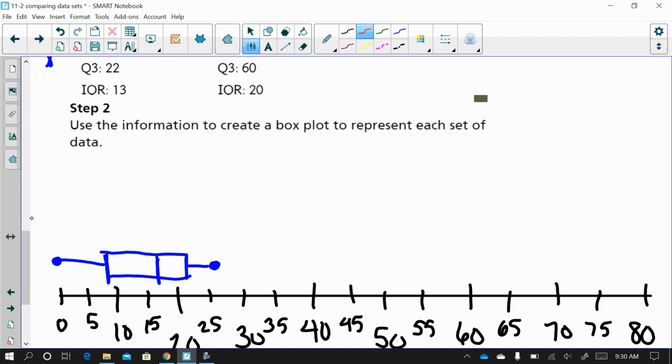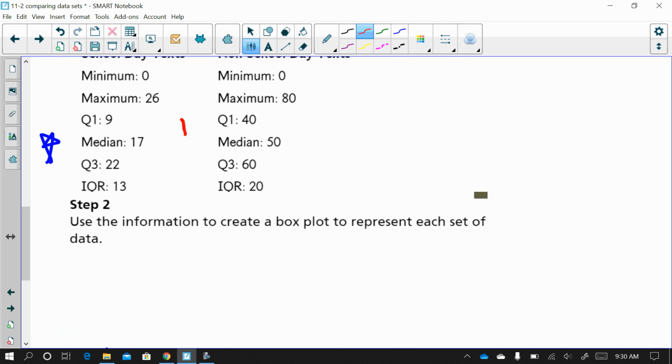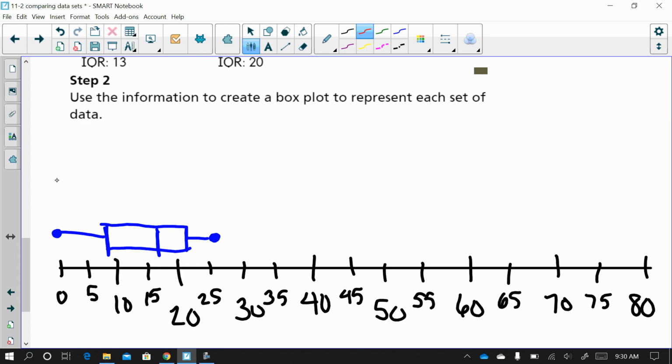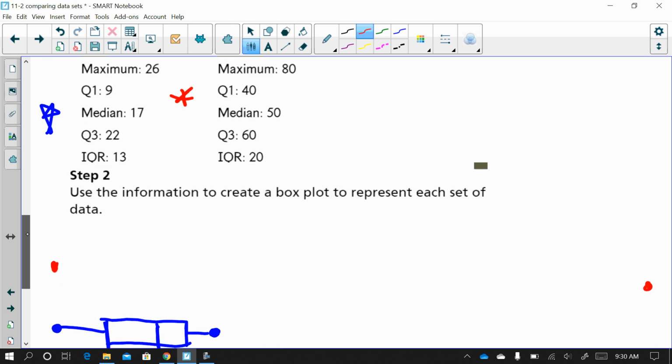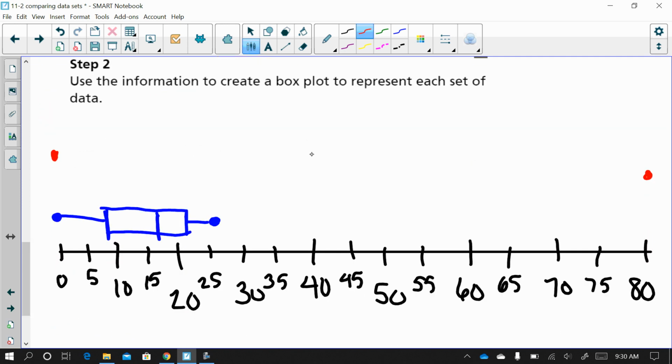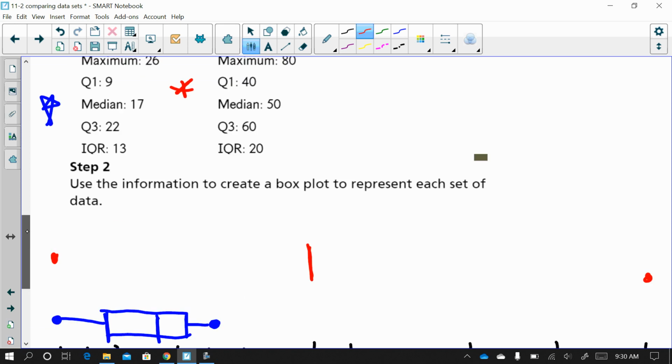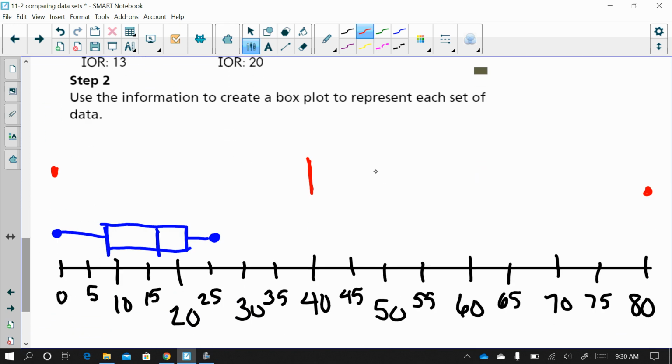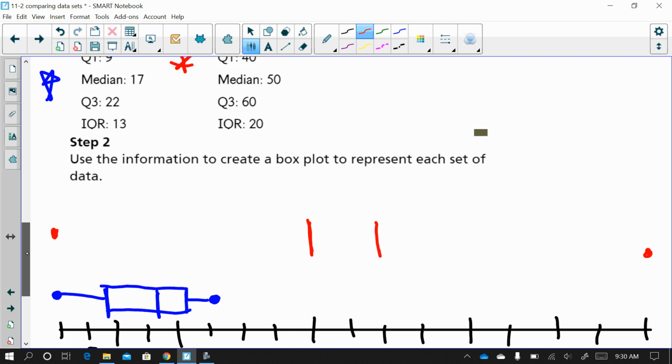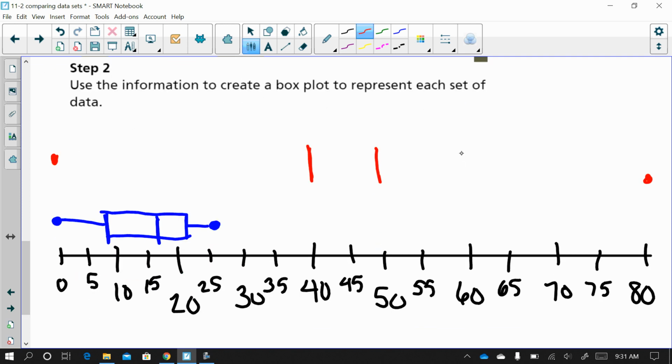I'm going to do non-school day text here in red. So again, minimum was 0. So I put a dot on 0. Maximum was 80. Q1 was 40. Median was 50. And Q3 was 60. Okay, connect my lines to make my box. And then draw my whiskers in there.